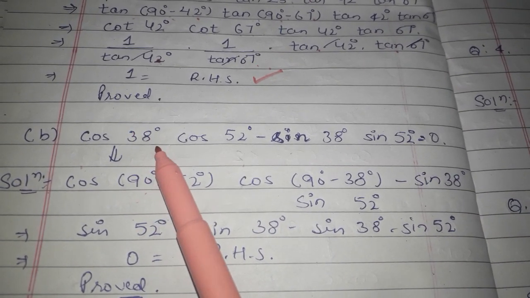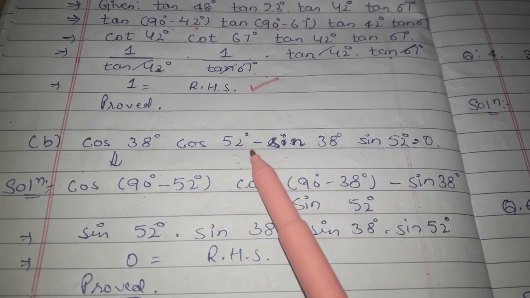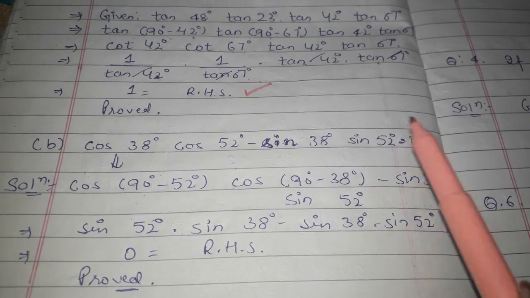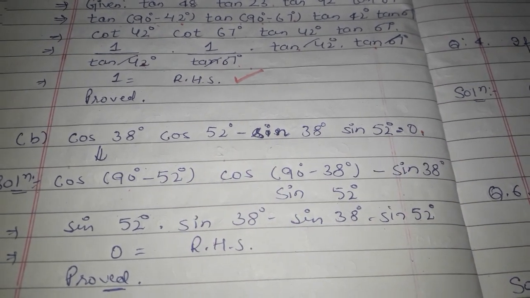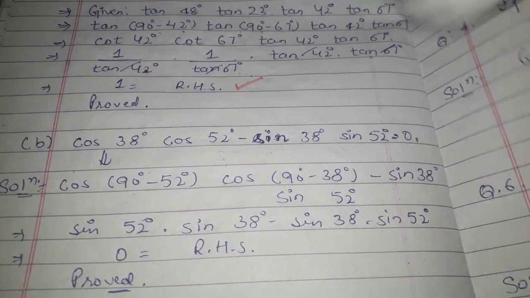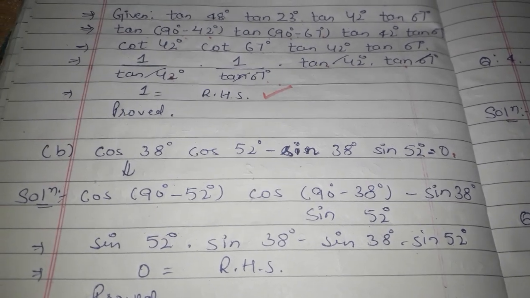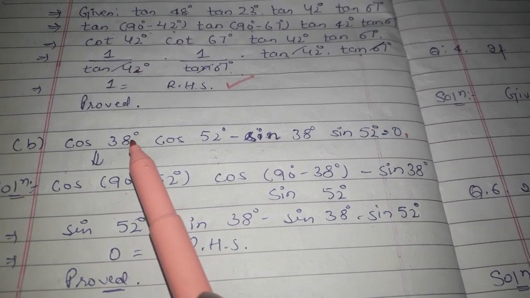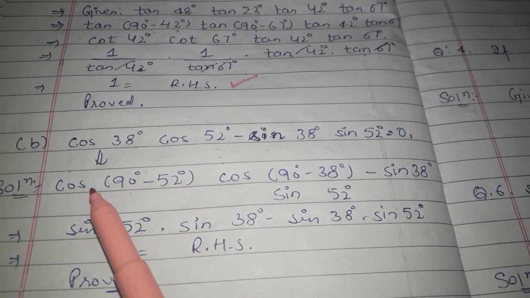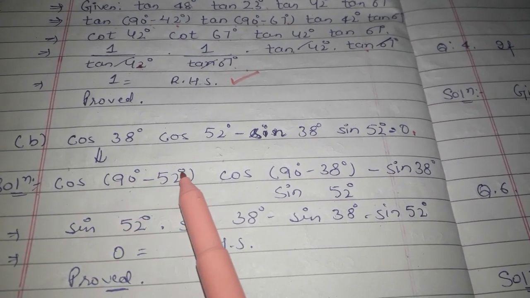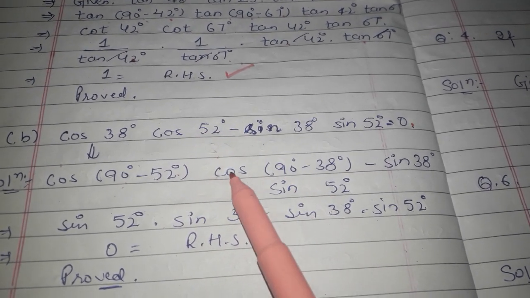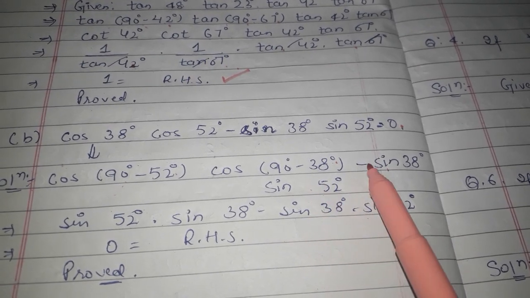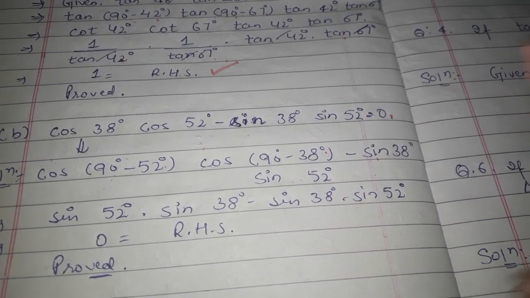Cos 38 degree cos 52 degree minus sin 38 degree sin 52 degree is equal to 0. Convert any two values into the respective trigonometric ratio. You can convert cos or sin, any one. Now cos 38 degree, I convert cos to sin. Cos 38 degree is cos 90 minus 52. Cos 52 is cos 90 minus 38. Rest is written as it is, minus sin 38 sin 52.